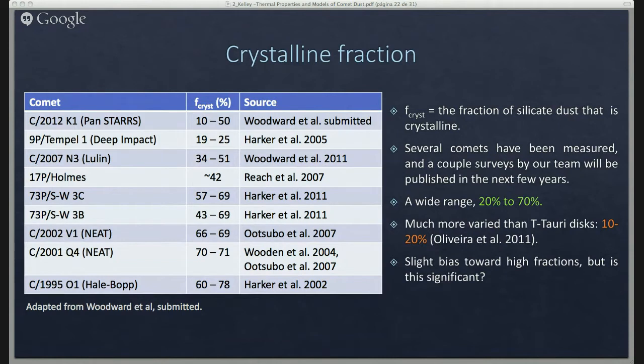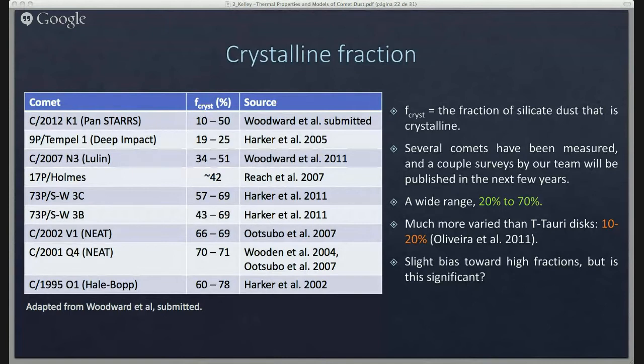This is much more varied than what we see in typical T Tauri disks, in the review or the analysis of Olofsson et al. 2011. T Tauri disks are more like 10 to 20% crystalline fraction. We think we can compare these numbers directly because the techniques are very similar, and we're looking at similar grains. Anyway, we see a wide range in comet spectra.